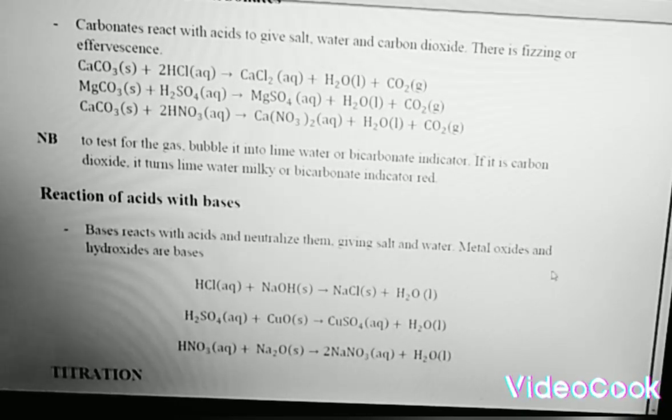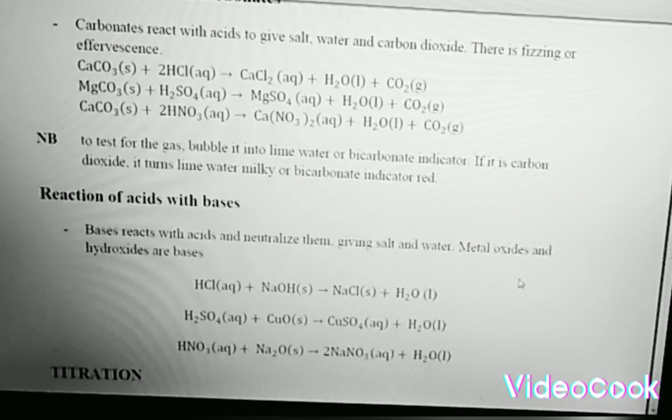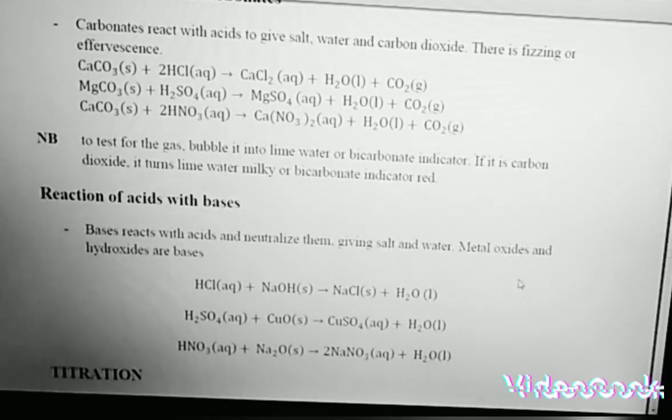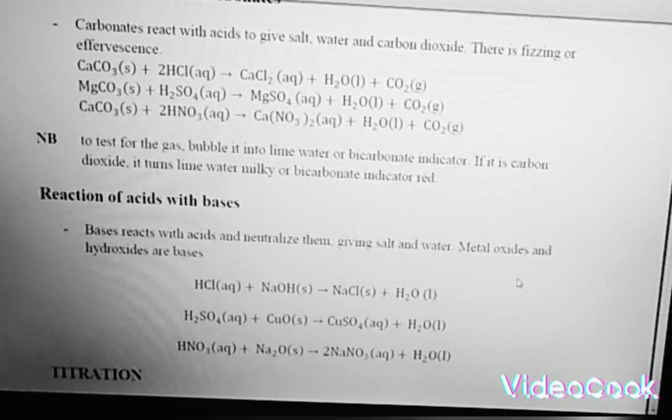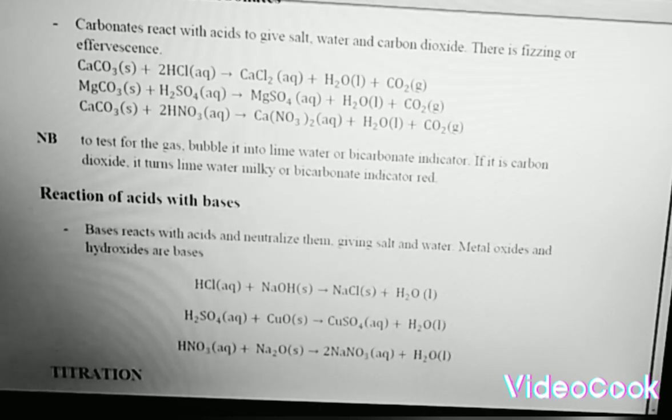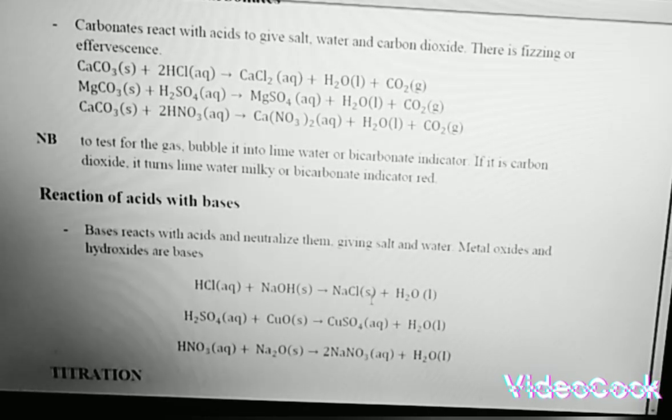So metal oxides and hydroxides, they are what? They are bases, okay? Metal oxides, meaning magnesium oxide, calcium oxide, they are actually bases. Calcium hydroxide, aluminum hydroxide, all those are what? Are bases, right?